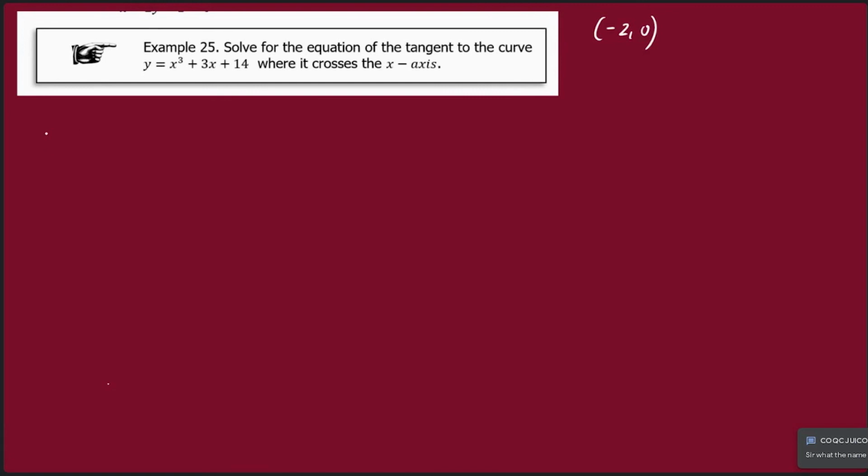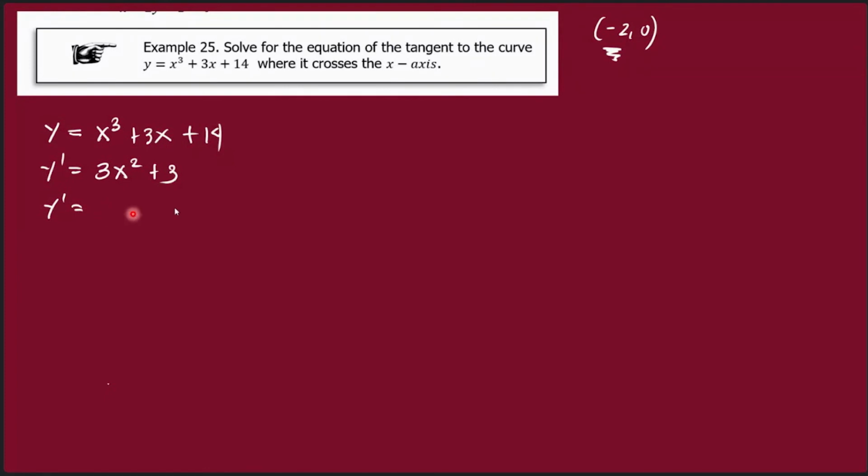Let's go back to the first step. Earlier, we need to solve for the value of y prime. Y is equal to x cubed plus 3x plus 14. This is your y prime is equal to 3x squared plus 3. Right? So your y prime when x is equal to negative 2, we will use negative 2. It's right here, negative 2. So you have your 3, negative 2. You have to include the negative sign and raise it to the power of 2.